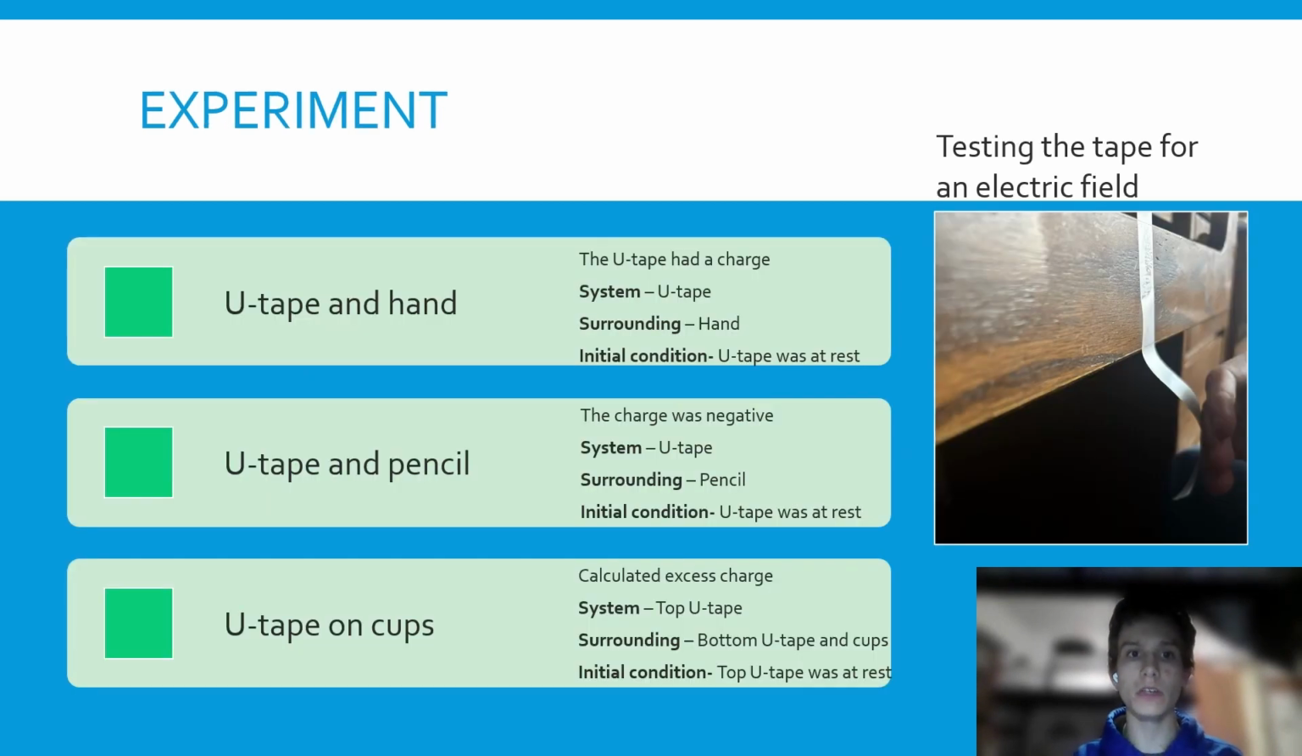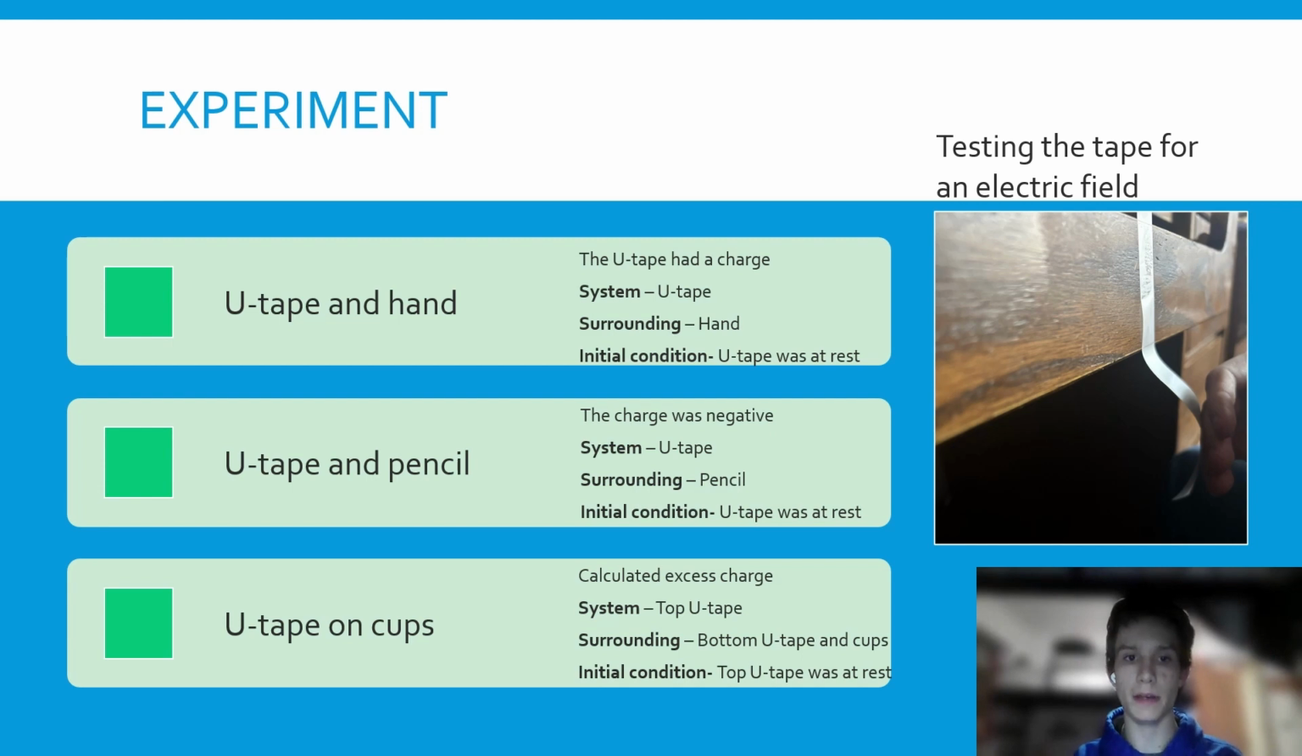The physical experiment I performed had three parts. First, I created a charged tape and studied how it interacted with my hand. Then, I rubbed a plastic pencil in my hair to create a negative charge. I studied how that charge affected the U-tape. It was repelled by the pencil, meaning that the U-tape had a negative charge.